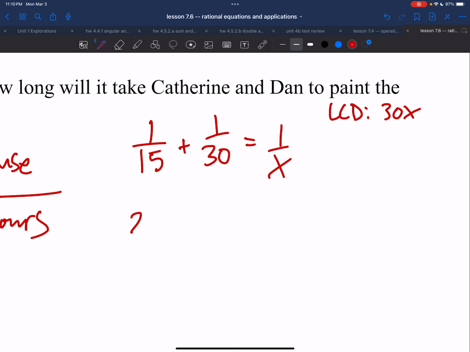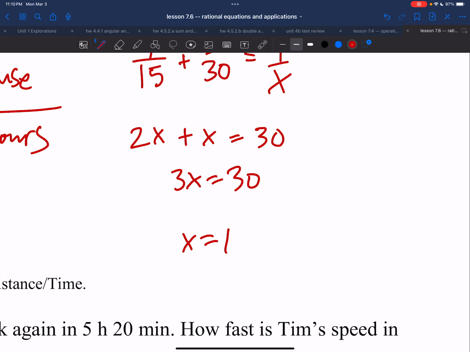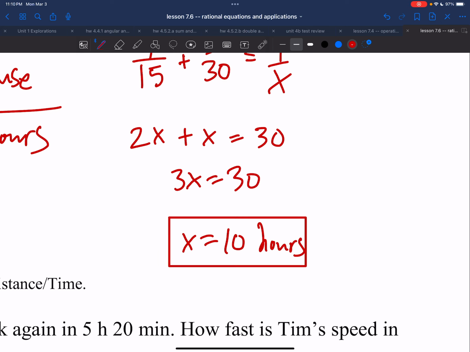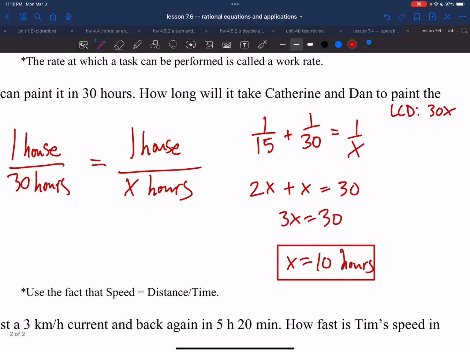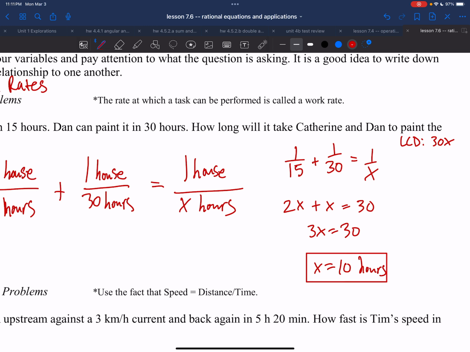You should end up with 2x plus x is 30. That yields 3x equals 30, which means x is 10. 10 what, you might say? 10 hours. Thus, the problem is solved because x represents how long it takes for them to paint 1 house together. It would take them 10 hours. Yeah? And that's it. That's a combined rate problem.